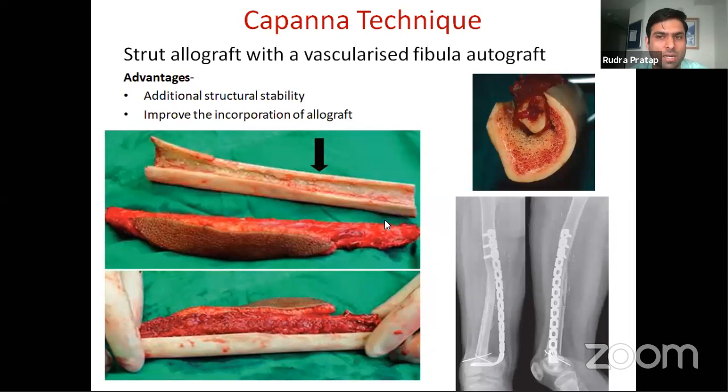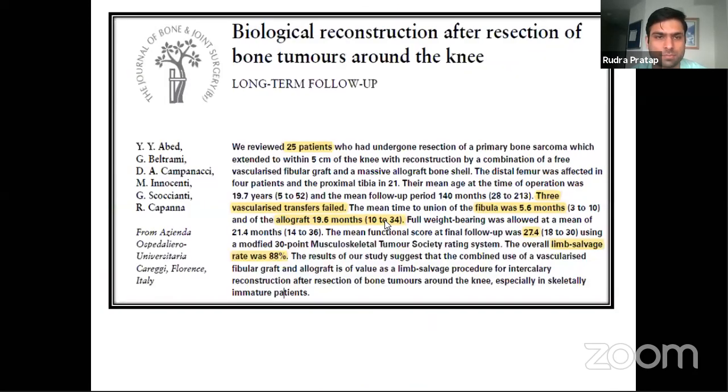So to counteract the problem of weakness of the graft, these grafts can be used in combination with allograft. A strut allograft is used with a vascularized fibula. The fibula is placed coaxially inside an allograft, leaving the pedicle behind, which can later be anastomosed with the local bed. The advantages of this Capanna technique are that it provides additional structural stability, and it also improves the chances of incorporation of the allograft.